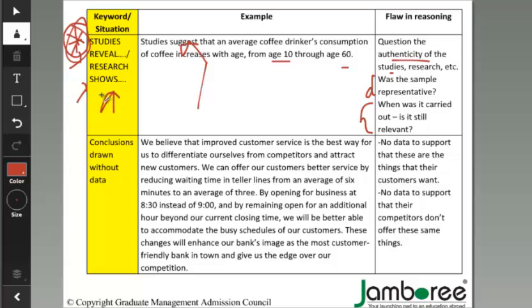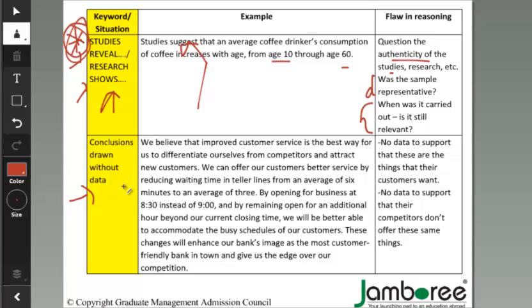This is the least preferred one, I should say. Okay. Next, now this is conclusion drawn without data. Now this is slightly different from wrong conclusion. Wrong conclusion is like when there is an underlying assumption that is flawed, right? That is the wrong assumption. Conclusion drawn without data is a little different.